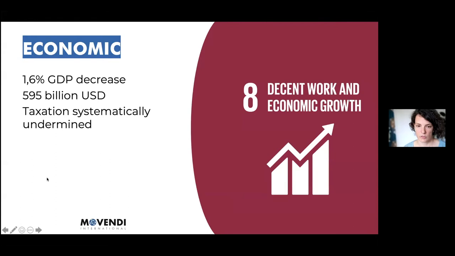And there we can also see in the latest OECD report that has come out just a few weeks ago that alcohol harm is contributing to a 1.6% GDP decrease in the coming 30 years in OECD countries. And because of the loss of productivity because of alcohol, there is a loss of 595 billion USD.